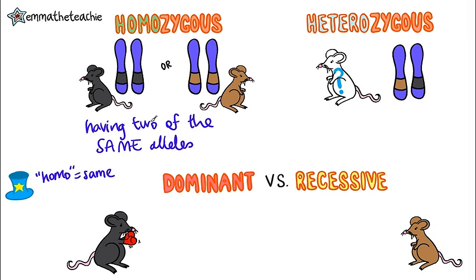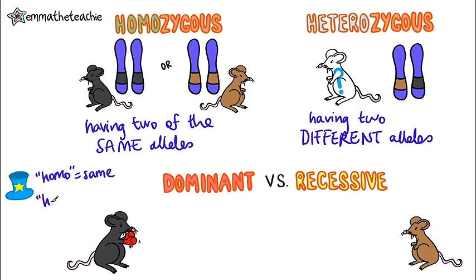What then do you think heterozygous might mean? Heterozygous means having two different alleles. And by the same token, being heterosexual means a person is attracted to a different gender than themselves. So hetero just means different. And you can see these are different. But what fur color or phenotype will the mouse have? We need to know more about the alleles.